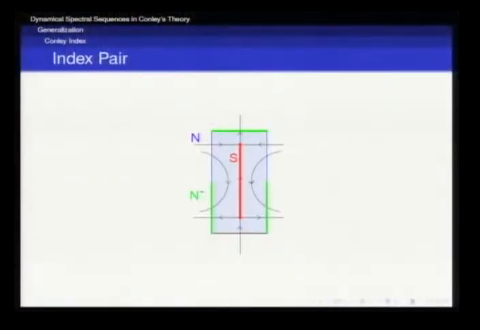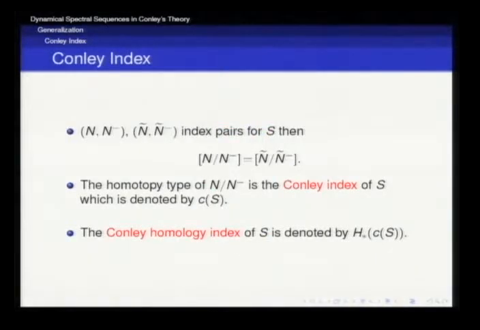Here we can also define the space, which would be the index. So remember, the Conley index is the homotopy type of a space. So here we have the index pair. It doesn't matter which index pair we choose for our invariant set S. This homotopy type of N minus is what we call the Conley index.